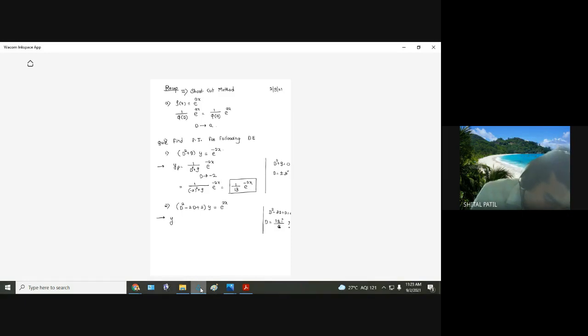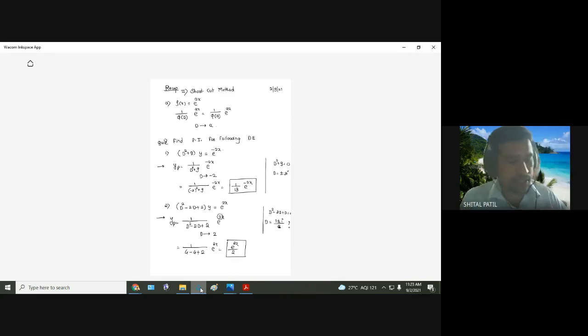So y p equal to, again our aim is not to find the complementary function. The aim is to find the particular integral, and we know the method. What is to be done? D is to be replaced by a, where a is equal to 2, the coefficient of x. So 1 upon 4 minus 4 plus 2, e raised to 2x. That is e raised to 2x divided by 2. Hope you are getting this. Understood? Can I go to the next page? Yes, sir.